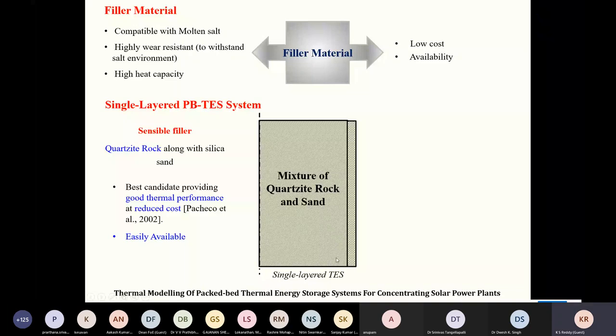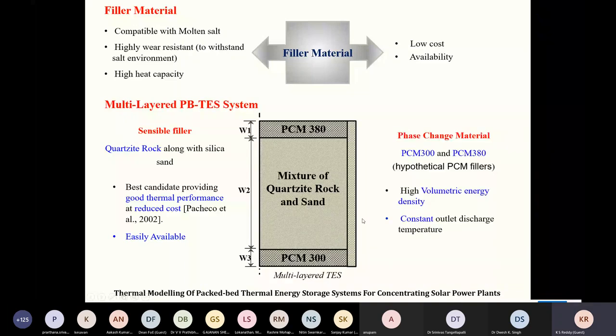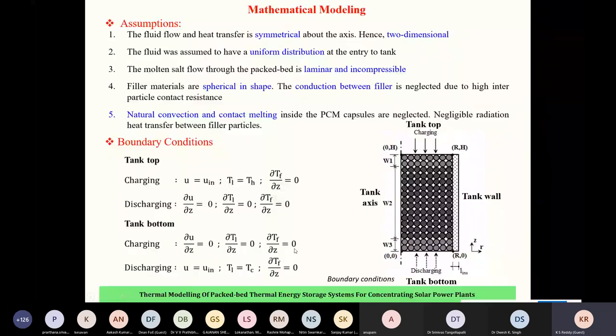And phase-change materials are used here. Here, some PCM 300, PCM with highly volumetric energy densities and constant outlet discharge temperature. There are of course some assumptions here. As I mentioned, it is axisymmetric here, and different packed beds are used with the phase-change material, different energy storage materials. This is the tank, and boundary conditions are applied in order to study the analysis.